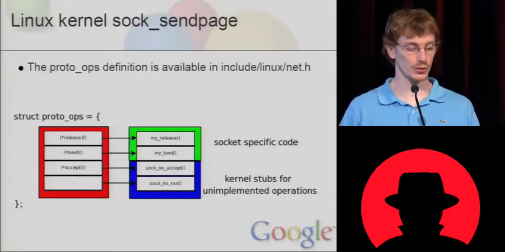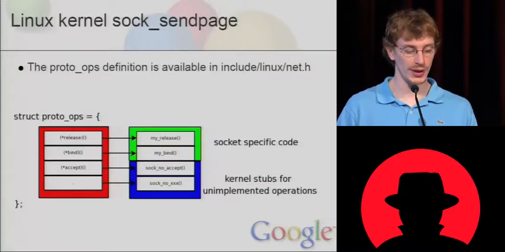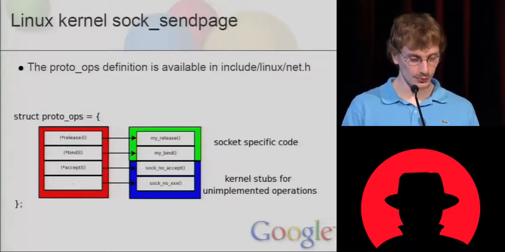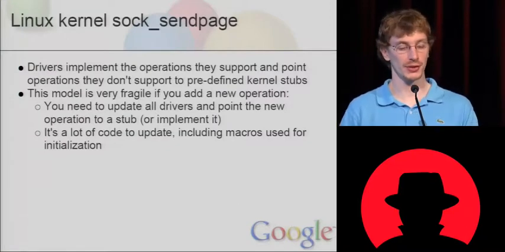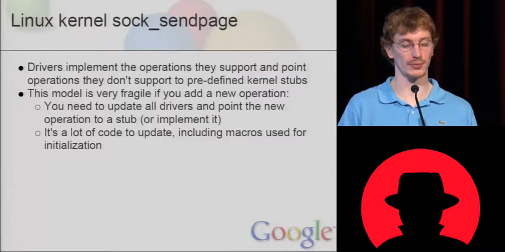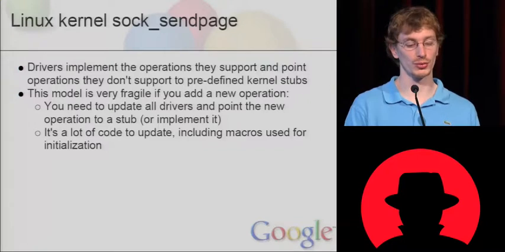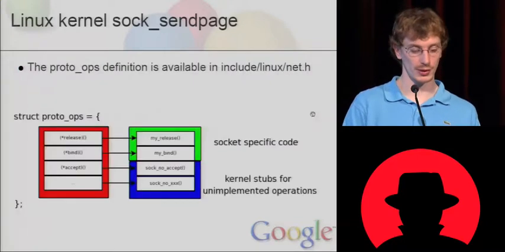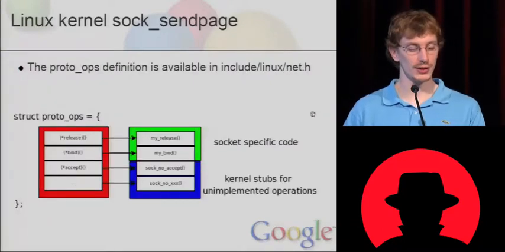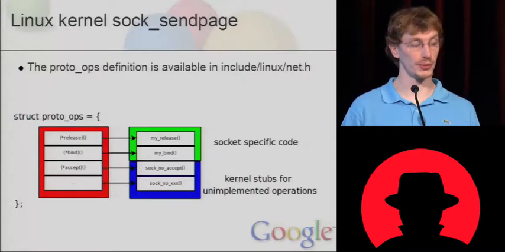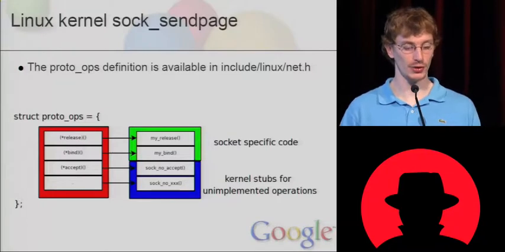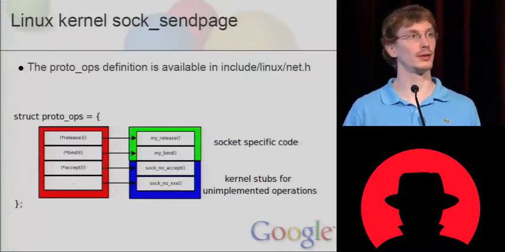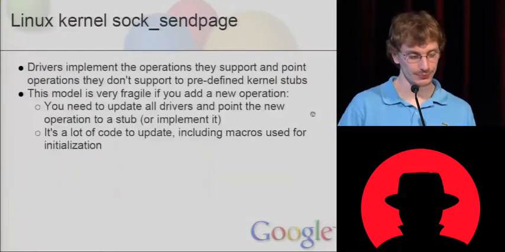So you see a struct proto-ops with different operations: release, bind, accept. Basically what drivers do is they implement the operations they support, and they point the operations they don't support to predefined kernel stubs. In this illustration, you see, for instance, release points to my release, which is an implementation, bind to my bind, but accept points to sock no accept, which basically means this is an unimplemented operation.